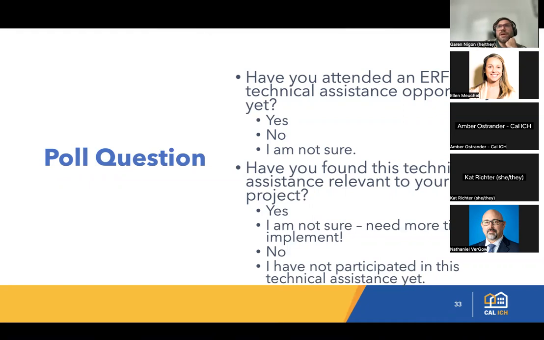So here's what we have so far. It looks like we've had a handful of folks who have attended, a large number of folks who haven't. And it looks like we have some folks who are finding it helpful, some folks who aren't sure yet, and some others who haven't participated yet. So yeah, we're excited for everybody to participate. And reach out to us if you have any technical assistance needs.